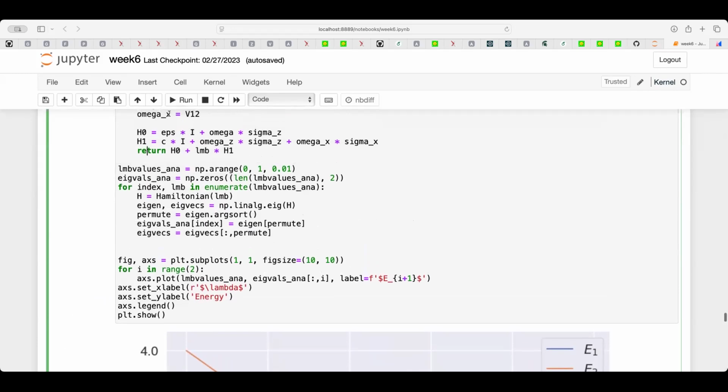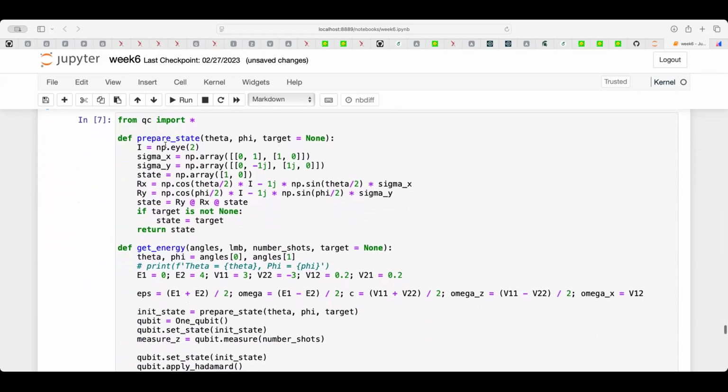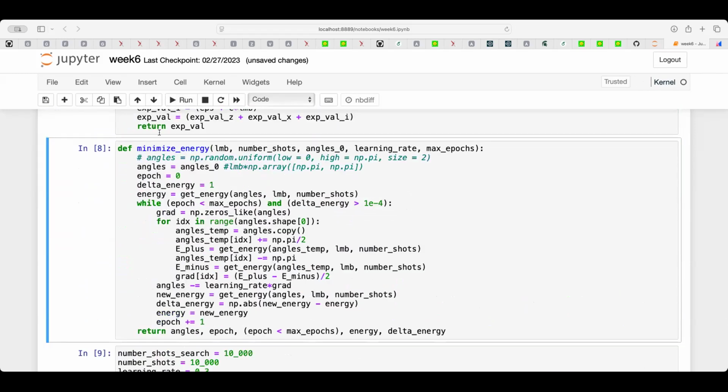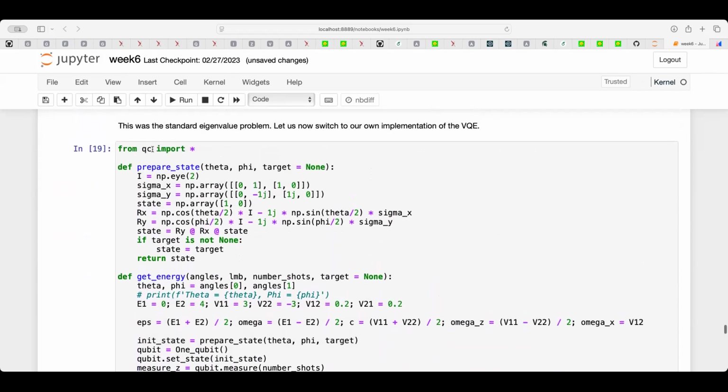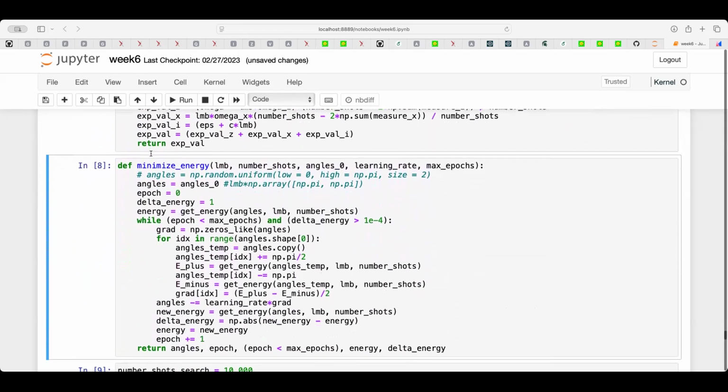When you run Python, if you rerun only one of the cells, it doesn't always work. There is also a function in the folder called QC, which contains the setup of a 1-qubit state and a 2-qubit state and other functionalities, which we will discuss in more detail next week. Here I'm setting up the minimization, my own minimization, where I set up the angles. I take plus pi half, minus pi half, so I have an E plus and an E minus.